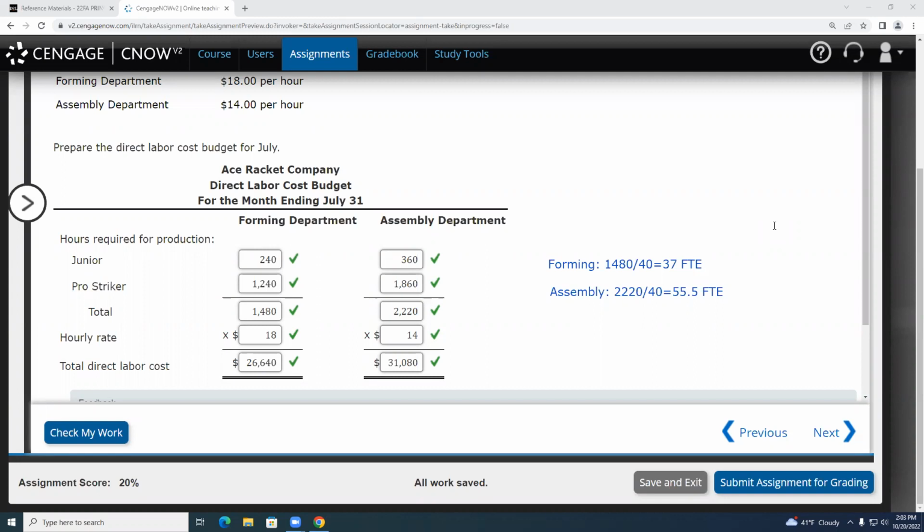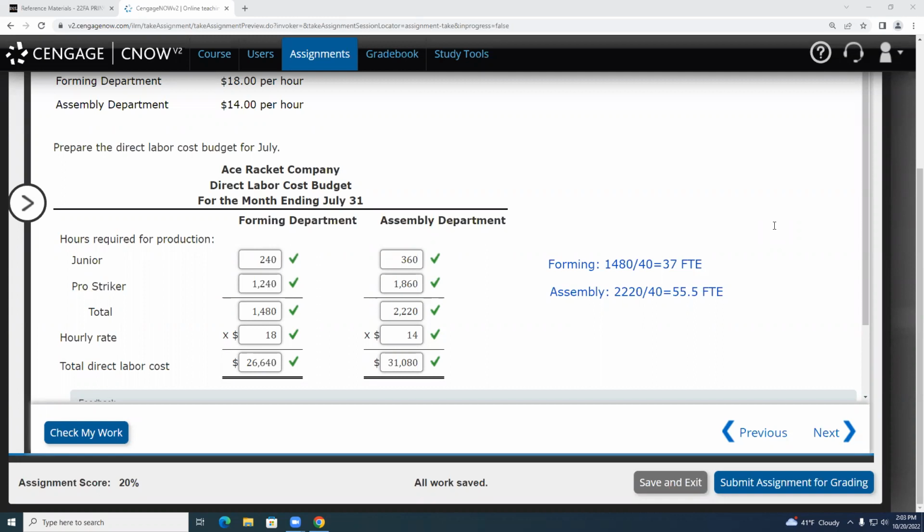And we might need to think about shifting those workers to other areas of the plant, or, I don't know, are we looking for voluntary furloughs or layoffs or something like that? On the other side, maybe in the forming department, we say, hey, we need 37 FTEs. Right now, we only have 34. We either need to try to hire 3 more workers and get them trained, or we might need to reflect the need for overtime in our budget.